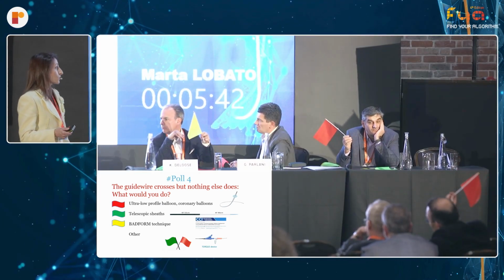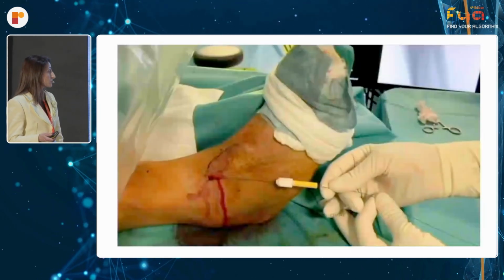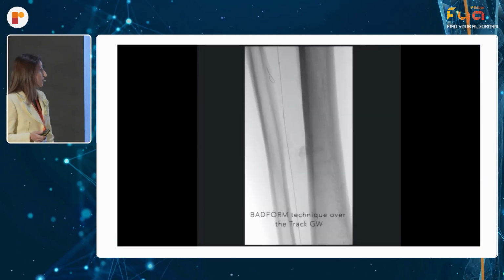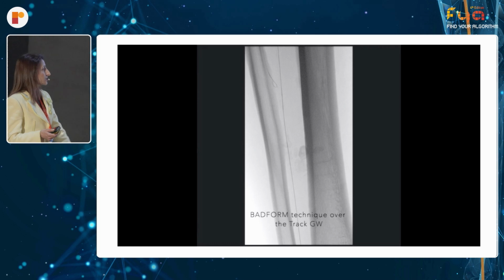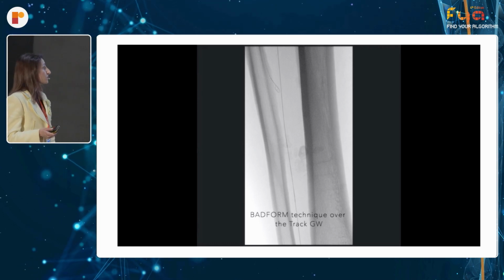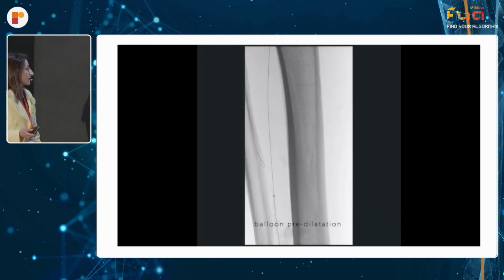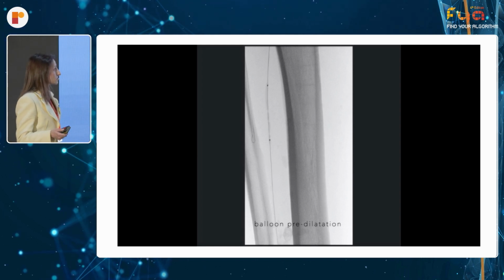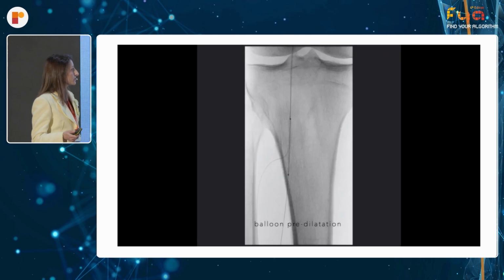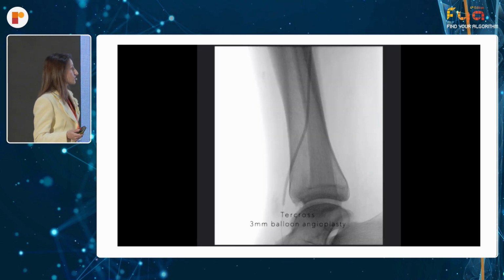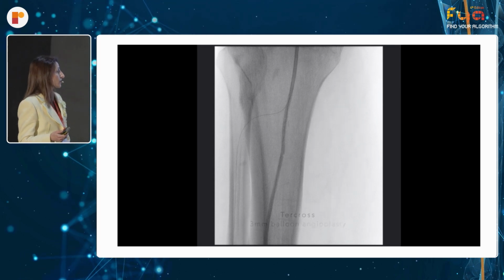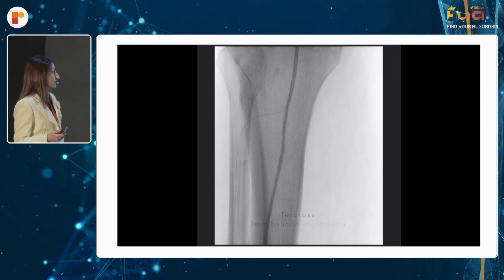So we decided to perform the technique with a torque device attached at the end of the balloon. As you see, we pull the wire from the retrograde access so the wire and the balloon can cross the lesion easily. And this is a really useful maneuver in these cases. So we performed predilation with a 2 millimeter balloon of the occlusion of the peroneal artery and also the popliteal artery. And then we treated the peroneal segment with a 3 millimeter long balloon.